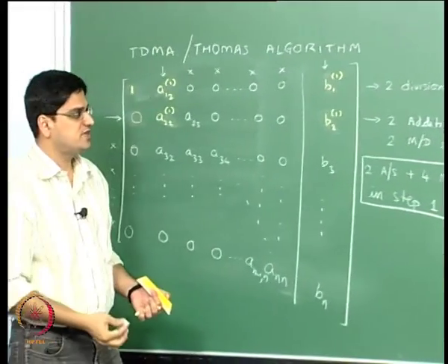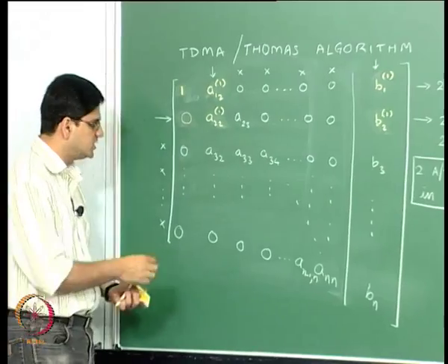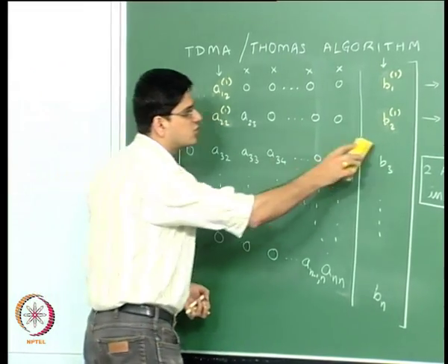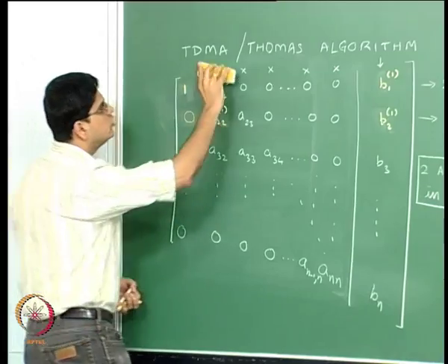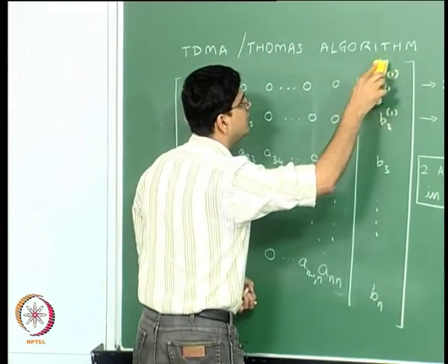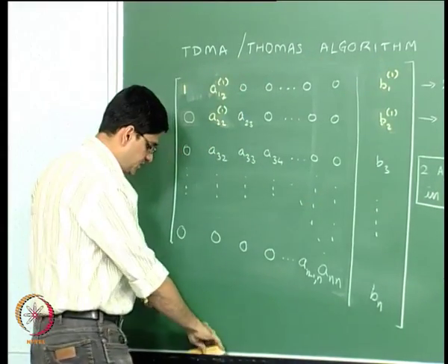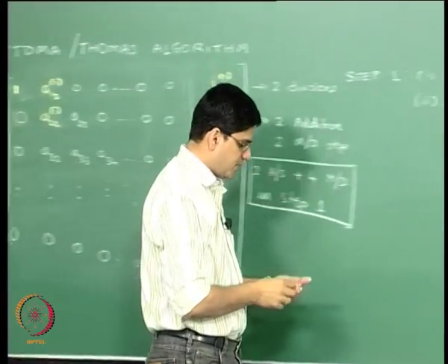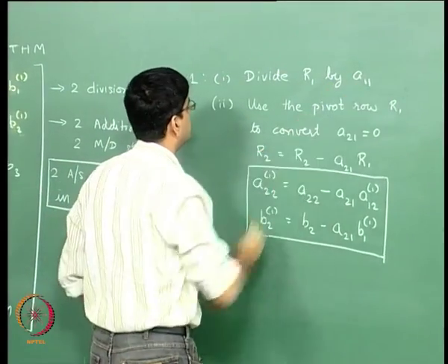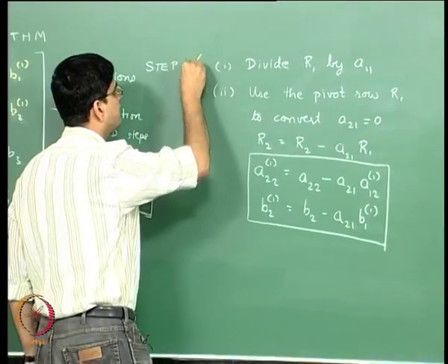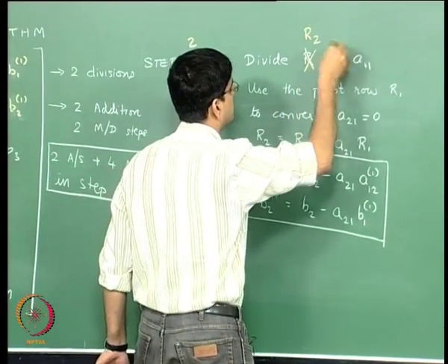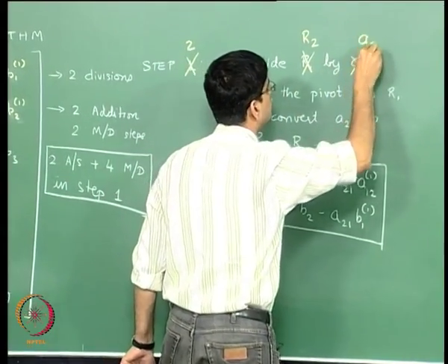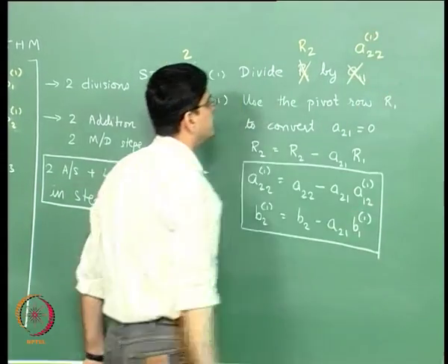Next, what is going to be step 2? Our step 2 is going to use this particular row as the pivot row. So in step 2, row 2 becomes the pivot row. Now let us look at what happens in step 2. In step 1, row 1 was the pivot row. Instead of that, in step 2, row 2 is the pivot row and A221 is the pivot element.